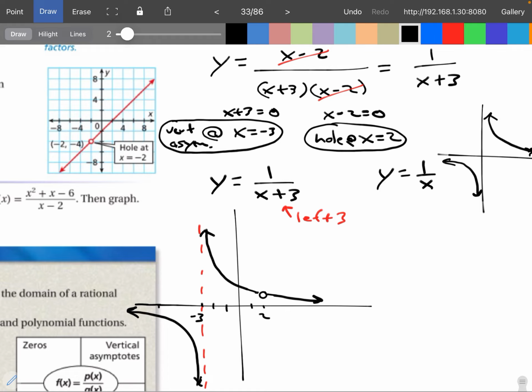Now again, you guys are kind of lucky on the test itself. It doesn't make you do the whole thing. It says find the holes, find the vertical asymptotes, find the horizontal asymptotes, find the zeros, where you don't have to actually do the whole thing, you know.